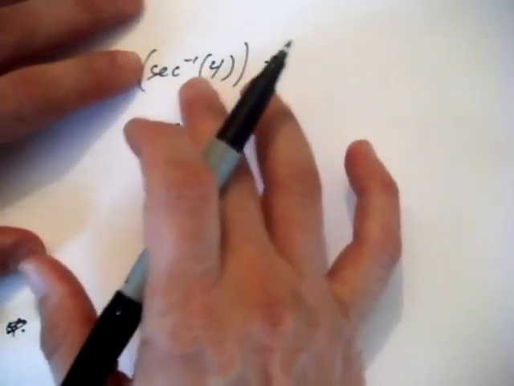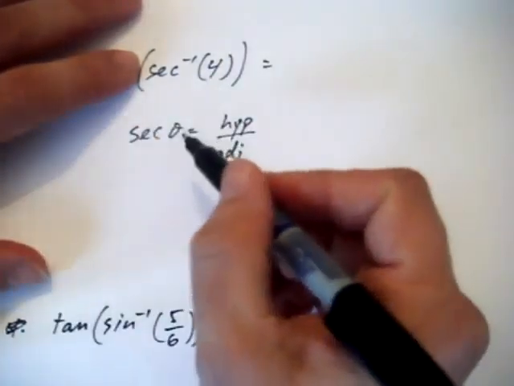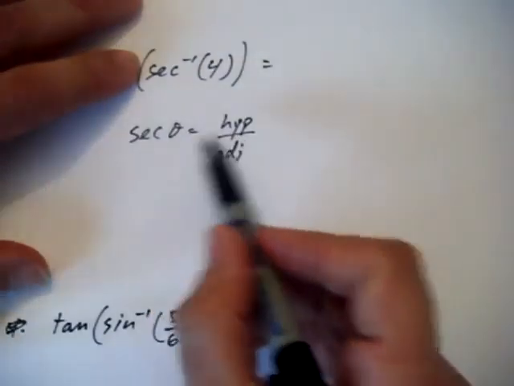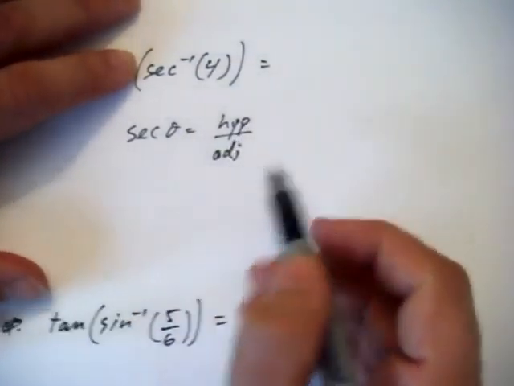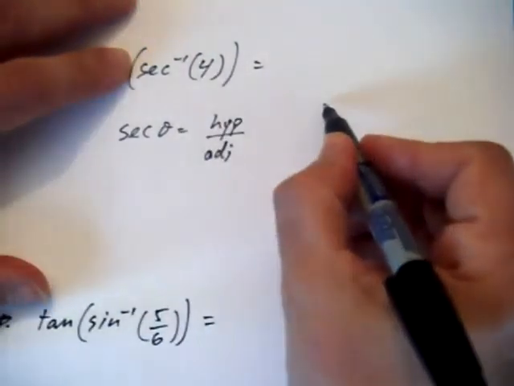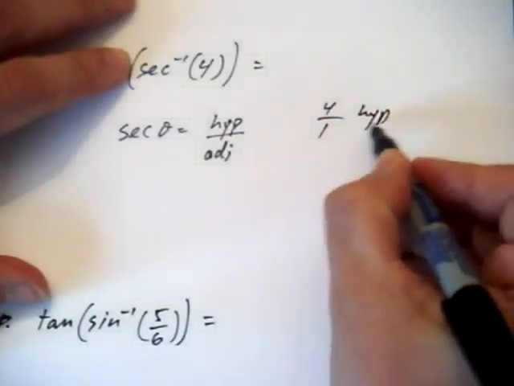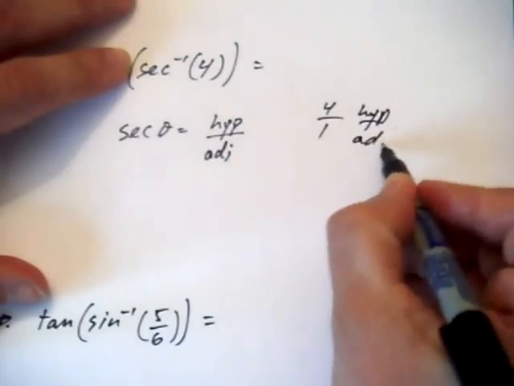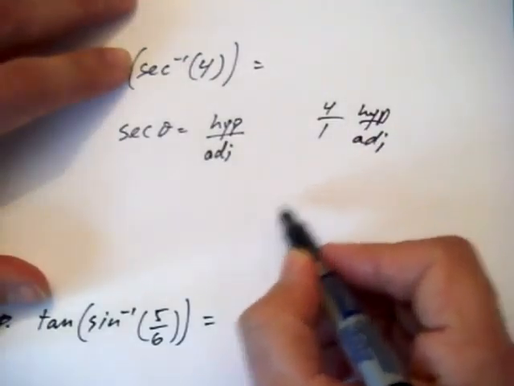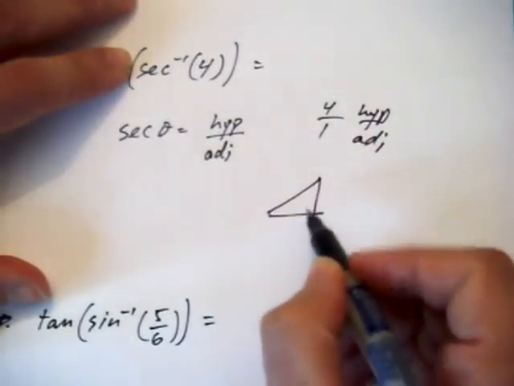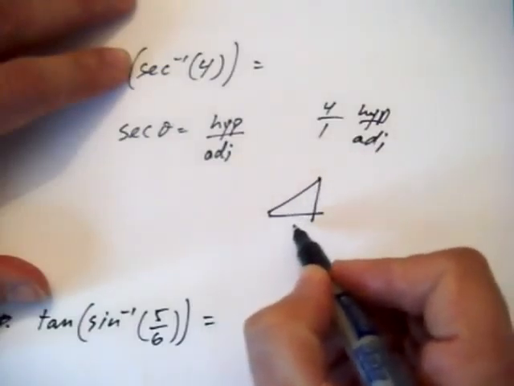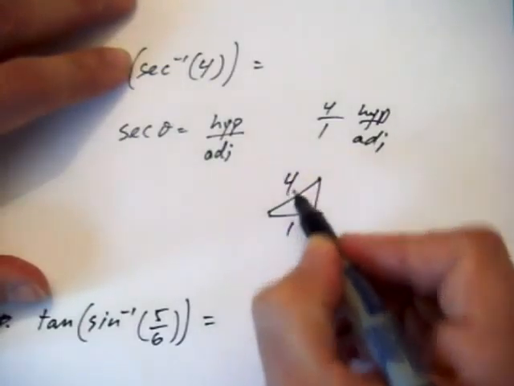So let's build a triangle that generates this angle. Now, with secant, if you remember, the secant is defined to be hypotenuse over adjacent. Therefore, if 4 could be written as 4 over 1, that's my hypotenuse over adjacent. So let's try to build that triangle. My adjacent is 1, and this is 4.